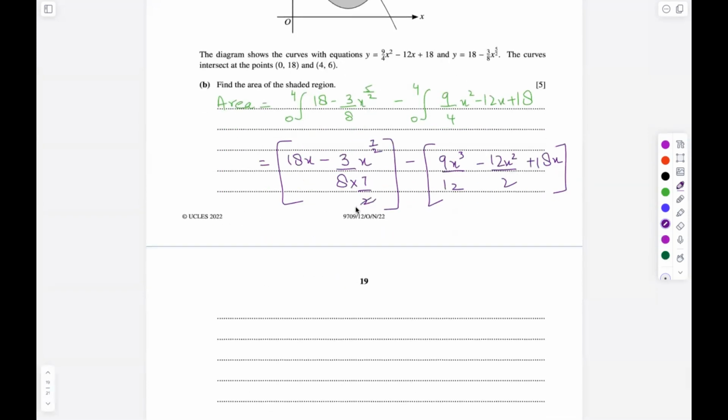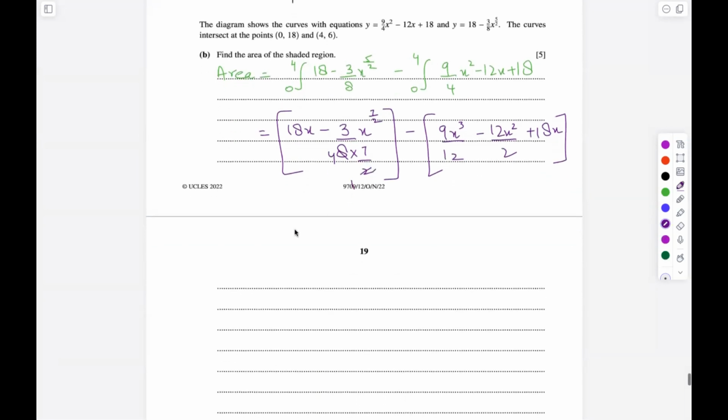You can simplify this by writing it as 2 one times and 2 four times, so that the denominator will become 28. So we can simplify the first equation, write it as 18x minus 3/28 x to the power 7/2.